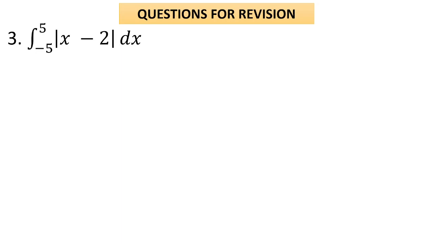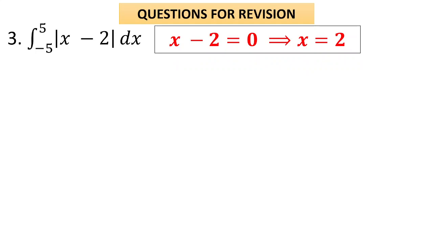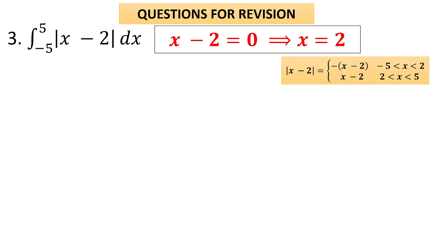Integral minus 5 to 5 mod x minus 2 dx. What do you have to do? Put x minus 2 is equal to 0. You will get x is equal to 2. We have to split at 2. Now why are we splitting at 2? Because mod x minus 2 will be minus of x minus 2 for minus 5 to 2, and it will be x minus 2 from 2 to 5.